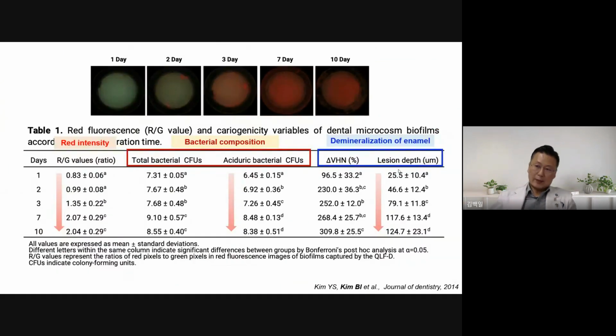We also have more experiments. You can see the incubation days from the first day, second day, to 10 days. Red intensity gradually increases. Also, we analyzed the demineralization level of the enamel. Lesion depth also increased. So if we detect a strong red fluorescence from biofilm, you can predict that underneath the enamel, the demineralization is just starting, and the severity also increases.